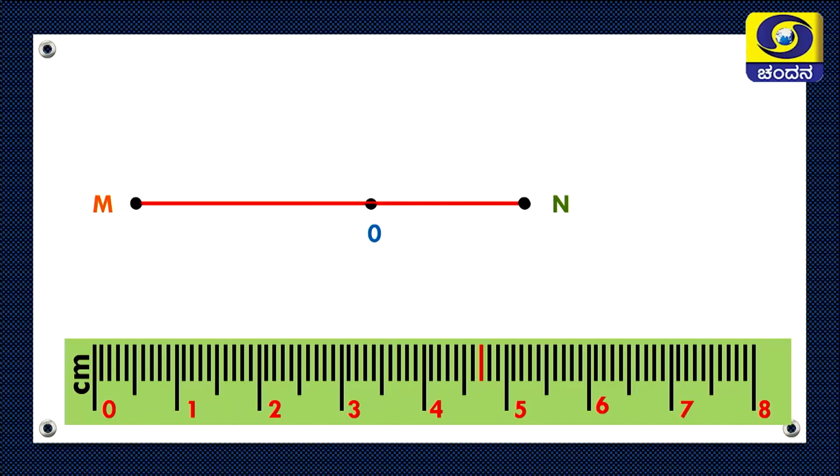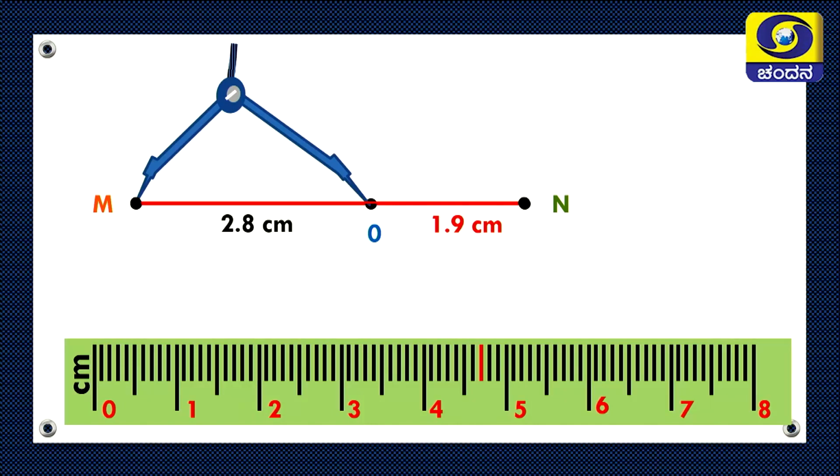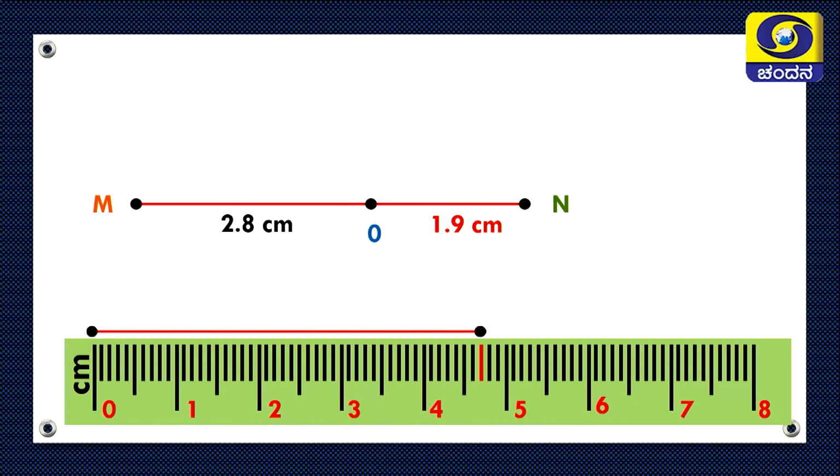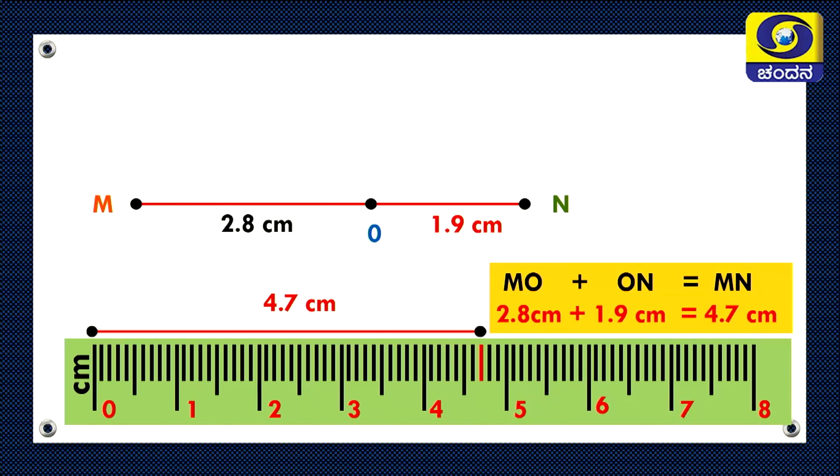What is the technique we have learnt to measure line segments? Yes, using divider and ruler method. Now, measure ON. What is the reading? Yes, that is 1.9 centimeter. In the same way, we will measure MO, that's equal to 2.8 centimeter. Now you will measure MN in the same manner. What is it? MN is 4.7 centimeter.